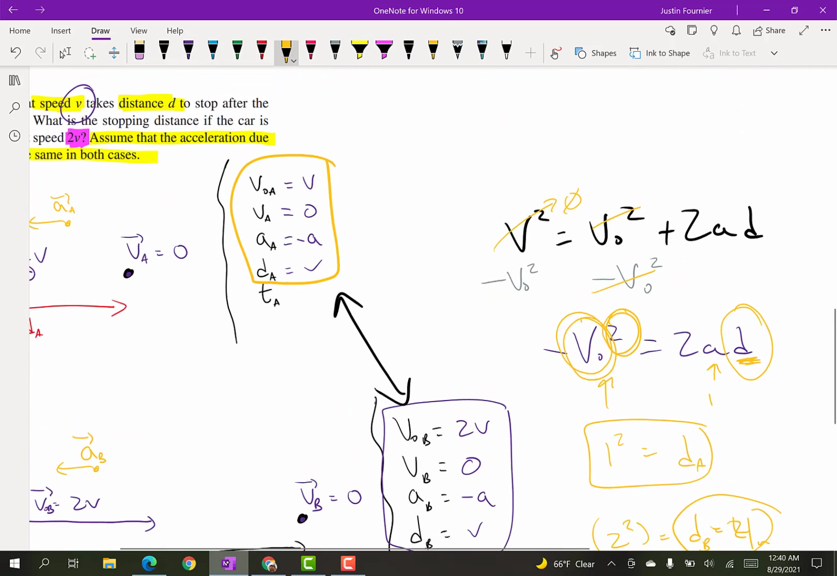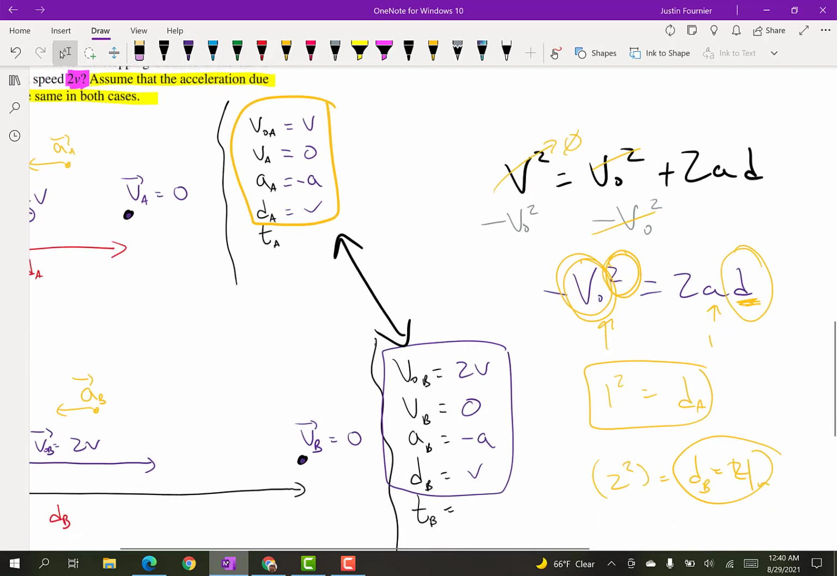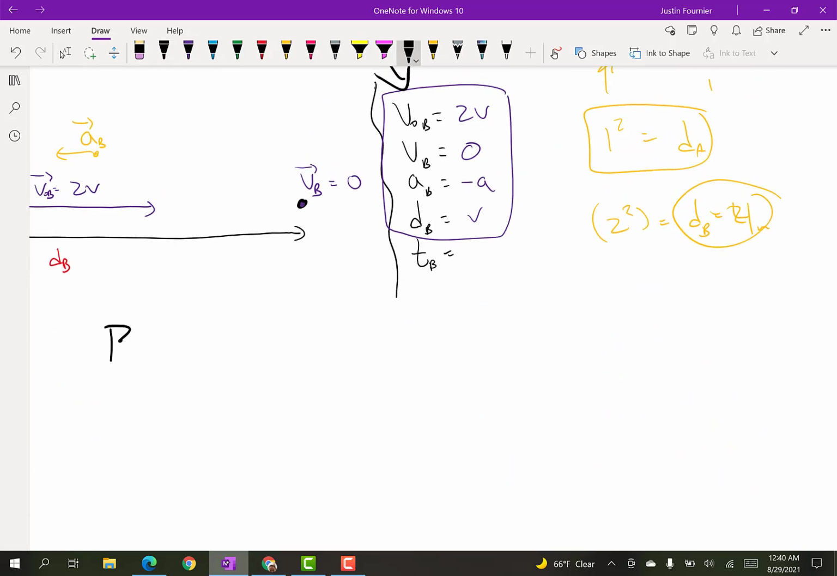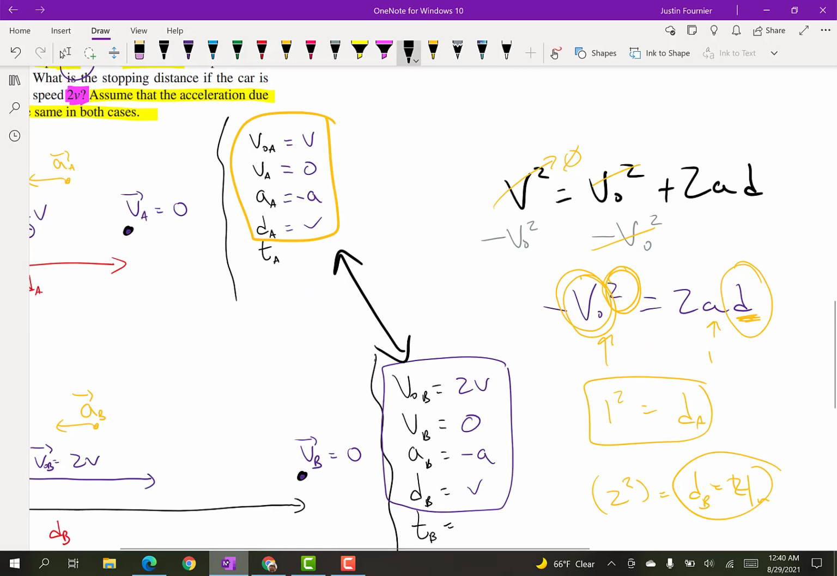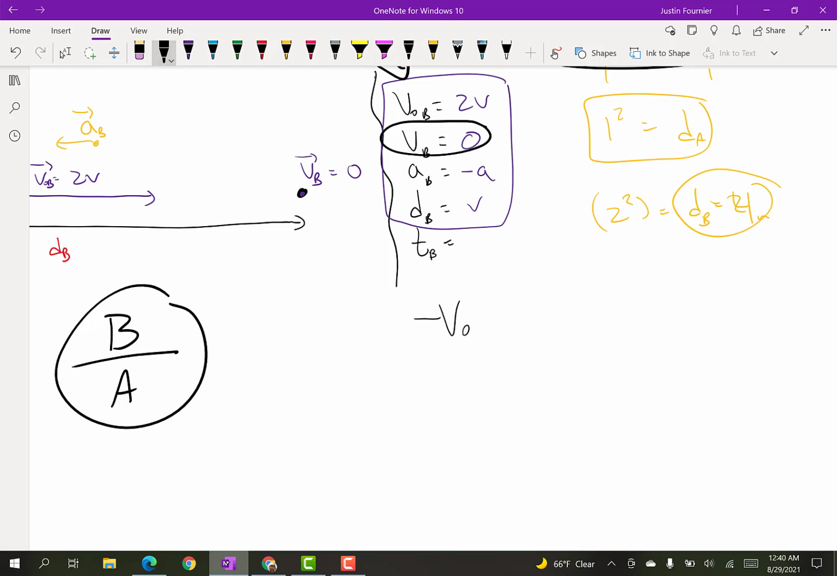But if things get more complicated than this, I find myself doing it in my own head. What I like about doing the ratios is that I always do situation B divided by situation A. So I take this same relationship here, using the fact that they are at rest at the end, both of them, over here and over here. I'm going to take the ratio of this relationship that I found. So it's going to be situation B, negative v naught B squared equals 2aB dB, and then I take the ratio, negative v naught A squared equals 2aA dA.